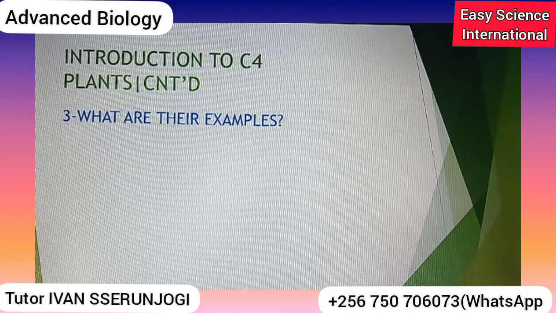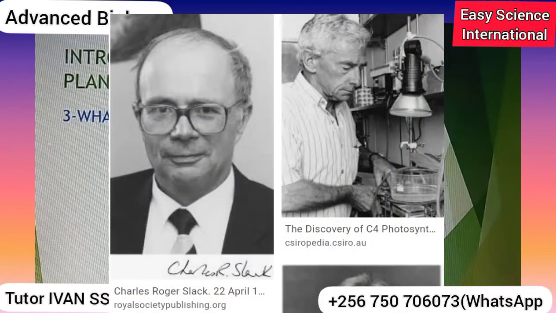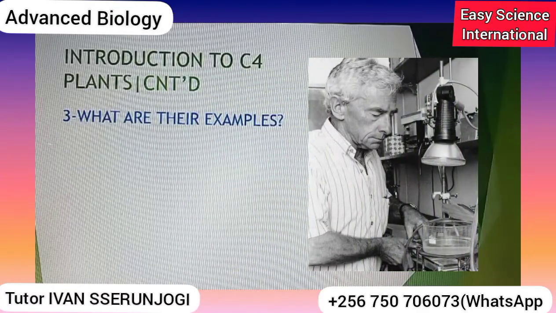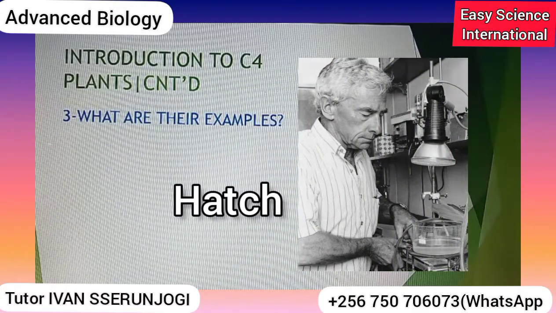Well, having looked at the examples, the distribution, and the reason as to why they are called C4 plants, we need to bear in mind that they have a certain pathway that leads to the first stable product being oxaloacetate, a C4 plant. And this pathway was discovered by two scientists. These were agriculturists. That was Hatch and Slack. Hence the name Hatch-Slack pathway.